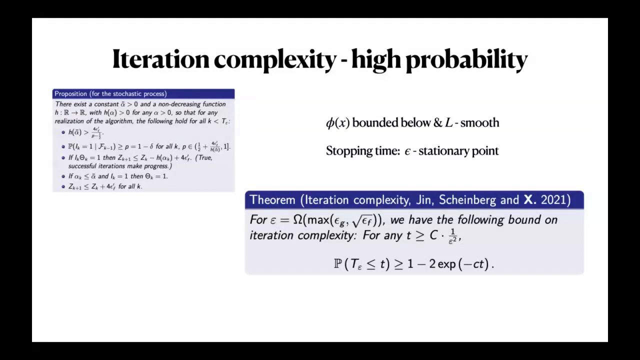So this result basically says if our function phi(x), which is possibly non-convex, is bounded below and is L-smooth, then in order to find an epsilon stationary point, we can bound the iteration complexity in terms of 1 over epsilon squared with overwhelmingly high probability. Note that even with exact function value information and exact gradient information, as in the classical optimization methods, the iteration bound is still on the order of 1 over epsilon squared.